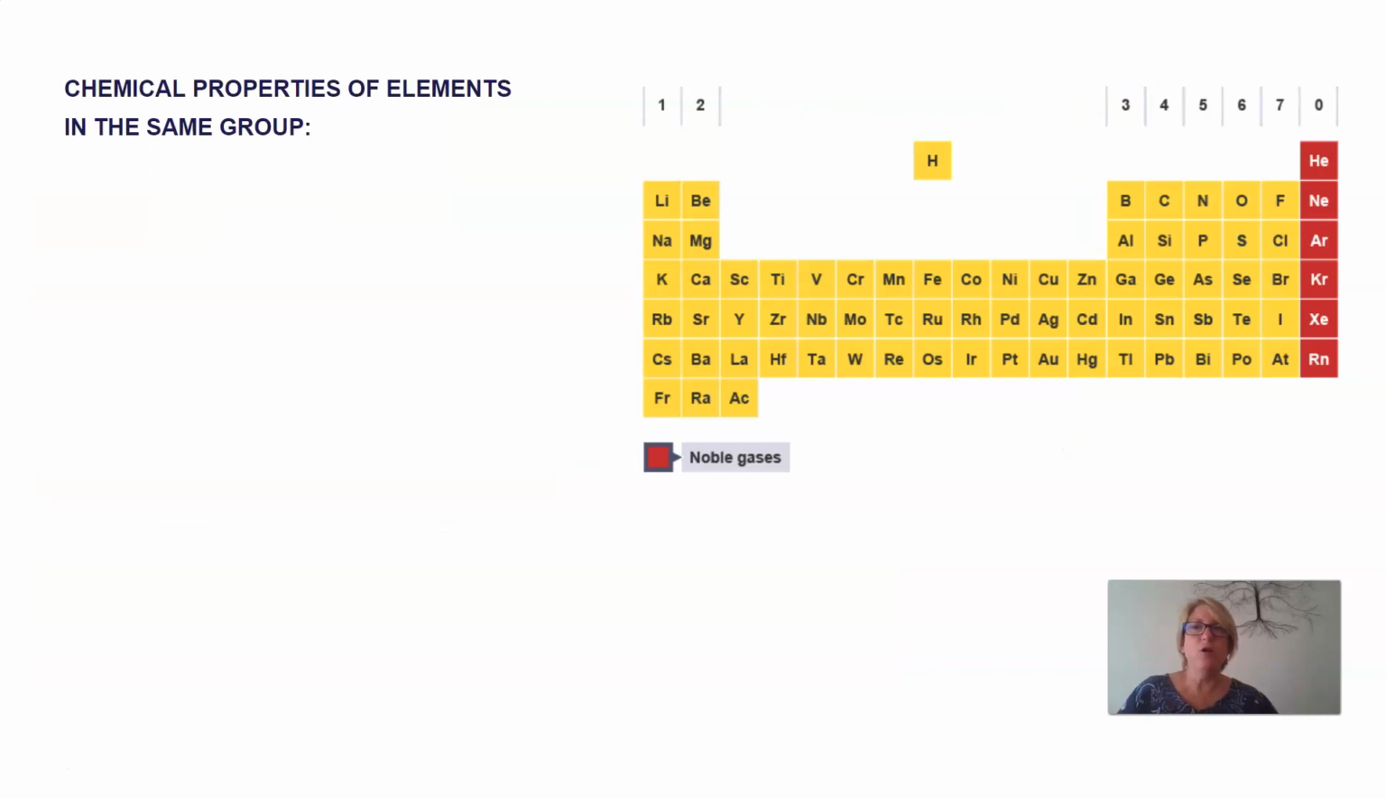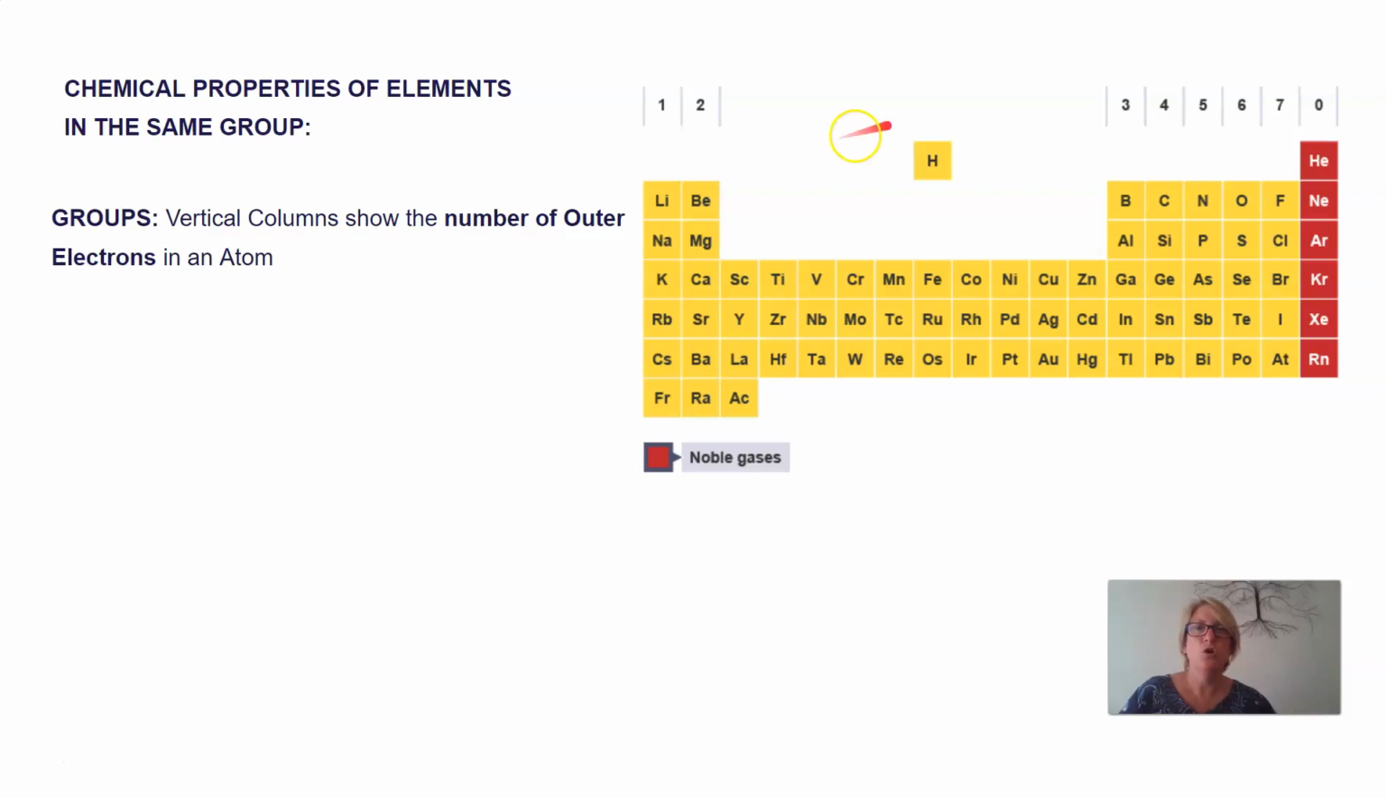So, chemical properties of elements, they are arranged in such a way that in groups, they show the number of outer electrons in an atom. So often we use Roman numerals. So here we've used 1 and 2, but on some periodic tables you will see we use Roman numeral number 1, number 2. So this is slightly different from what I've just explained to you, because the numbers at the top here, you can add those into the top of your periodic table. These numbers refer to the number of outer electrons in an atom.